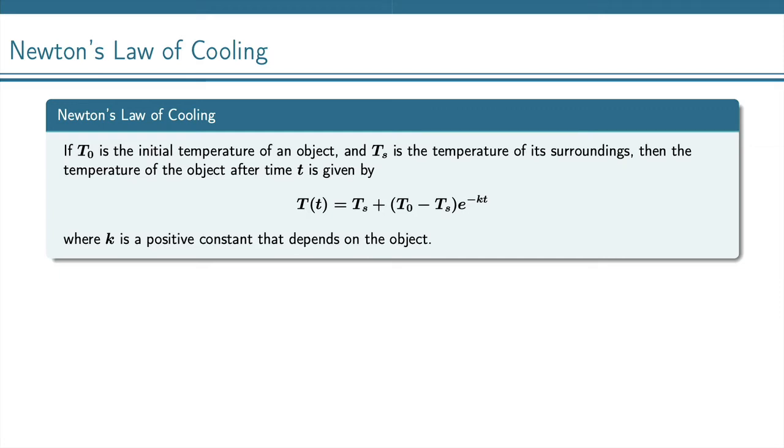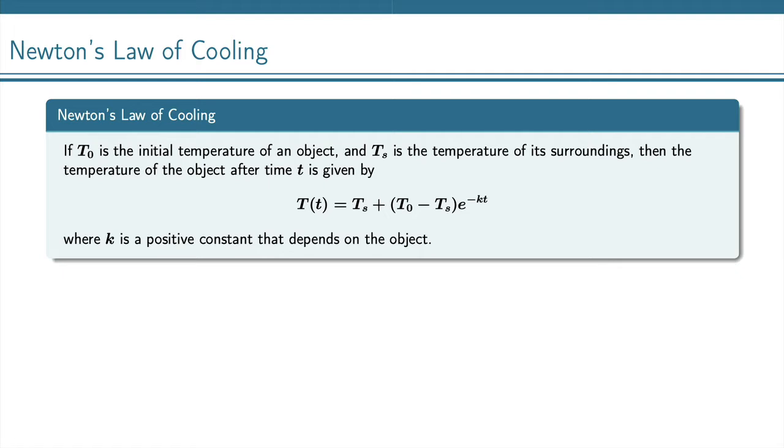We see an exponential decay model in an interesting little application called Newton's law of cooling. This is a formula that tells us how to approximate the temperature of an object that starts out different than the temperature of its surroundings. And then we can look at how that slowly approaches the temperature of the surroundings.